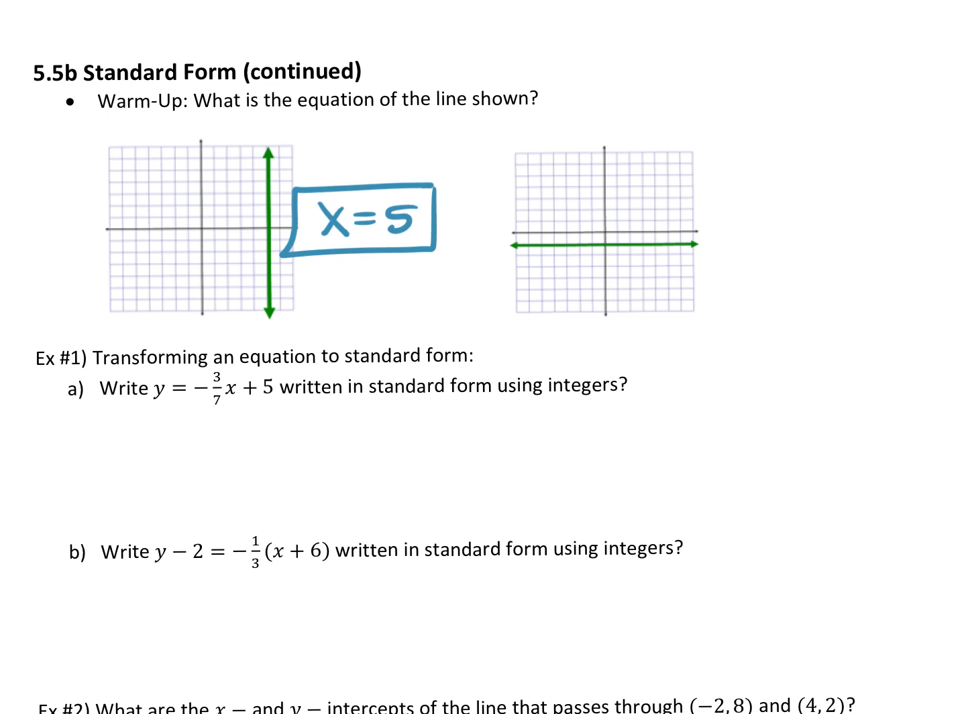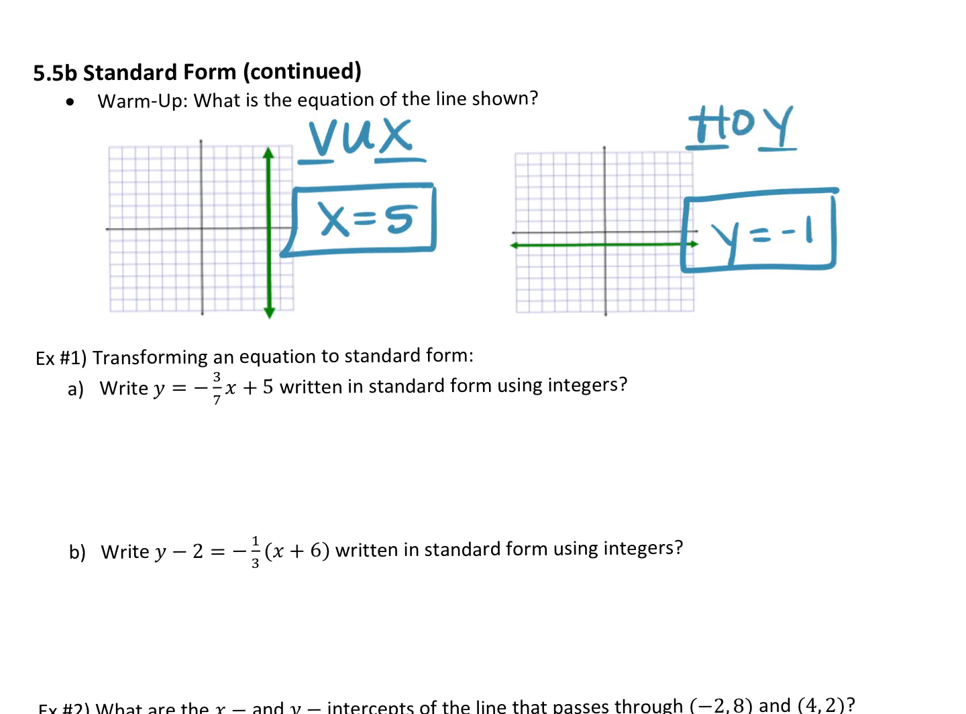X equals 5. What would the second one be? Y equals negative 1. Great. Y equals -1, right? It's a horizontal line. So this is vertical, so it's x equals. This is a horizontal line, so it should be y equals. Okay?